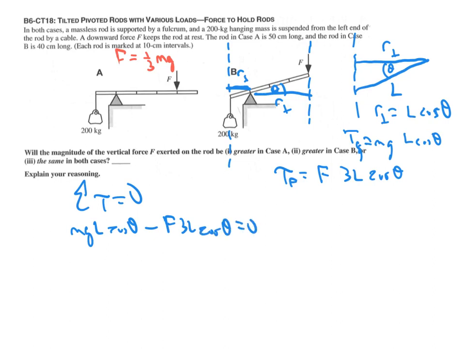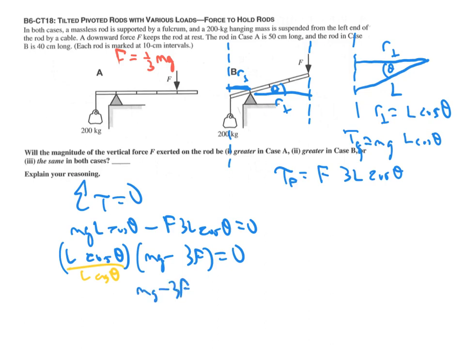And then we can see, oh, I can factor out the L, and I can factor out the cos theta, and I'm left with mg minus 3F equals 0. And then I can divide these guys out, because neither of them are 0. So F equals 1/3 mg, which is interesting because it's the same as case A. And so our correct answer would have been they are the same in both cases.